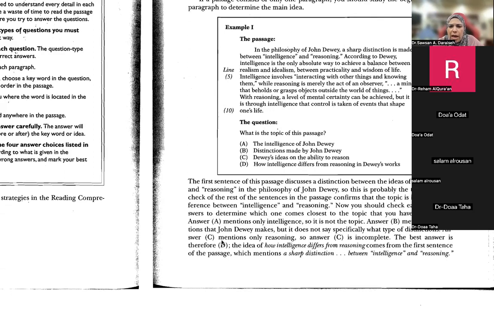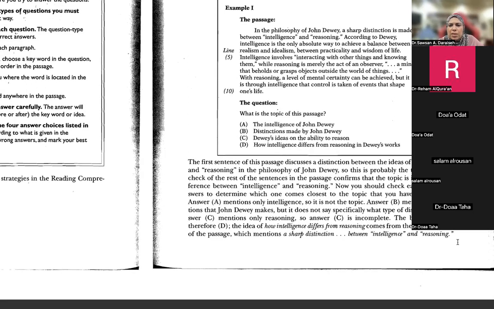All right, and then we have C, which mentions only reasoning. See, we don't want only reasoning. He talked about two things, and C is incomplete. The best answer is therefore D. The idea of how intelligence differs from reasoning comes from the first sentence of the passage, which means a sharp distinction between intelligence and reasoning.